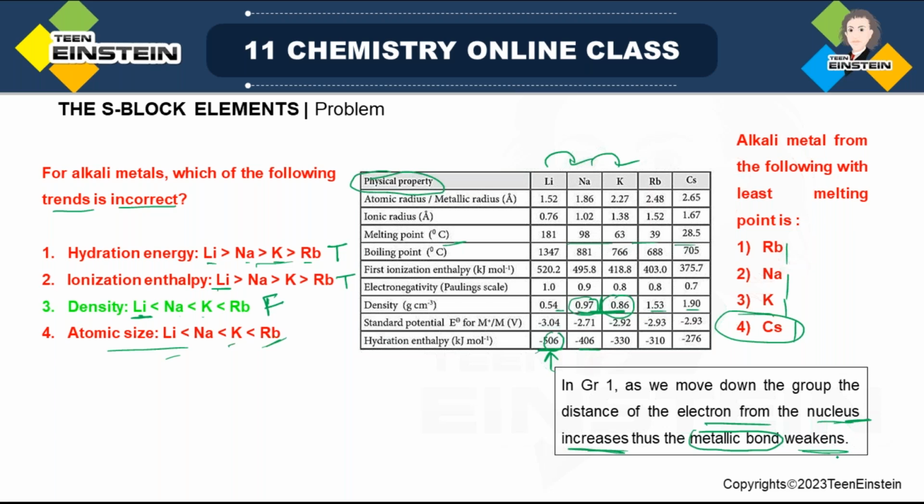That means this type of bonding will not be very strong. It is very weak, and you can melt it easily. So this is the actual explanation. So the correct answer is cesium.